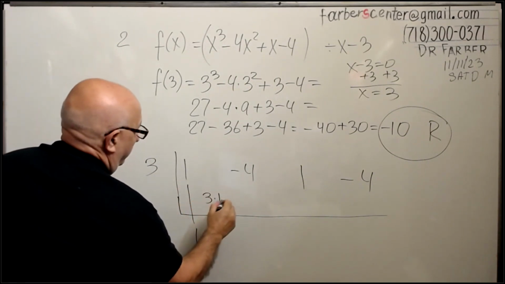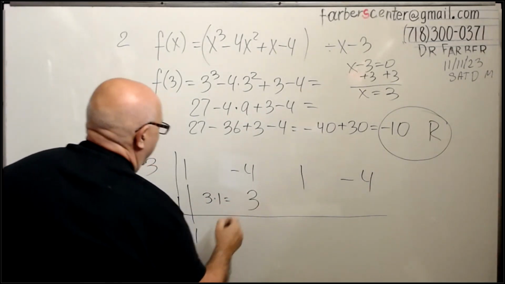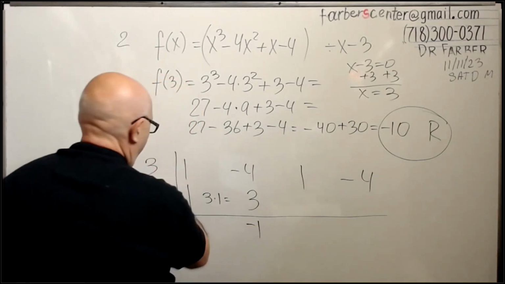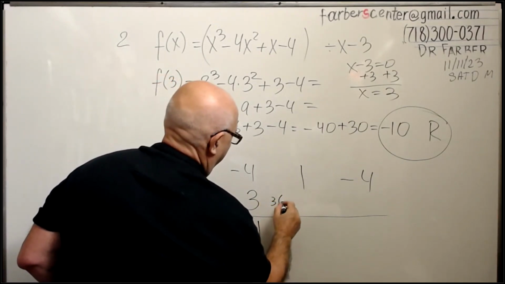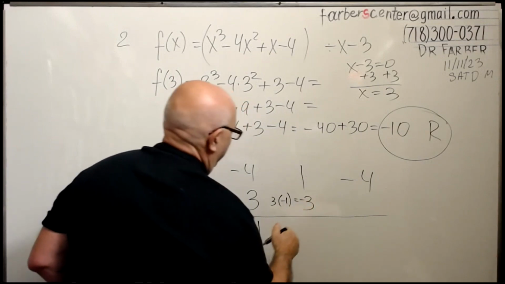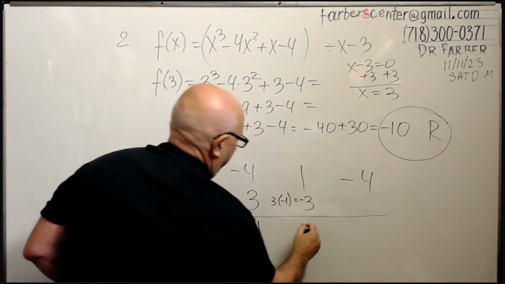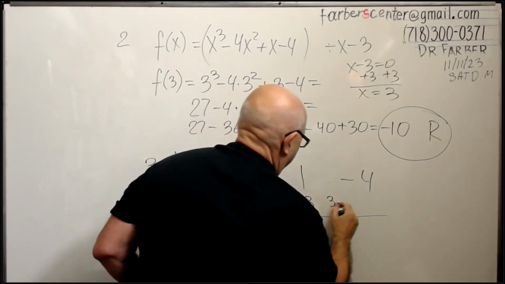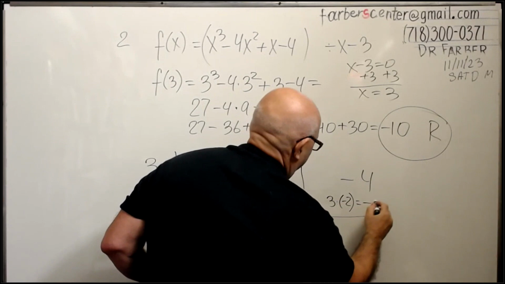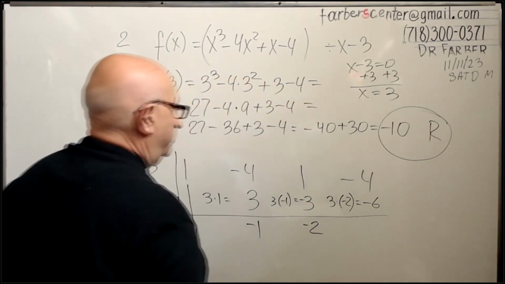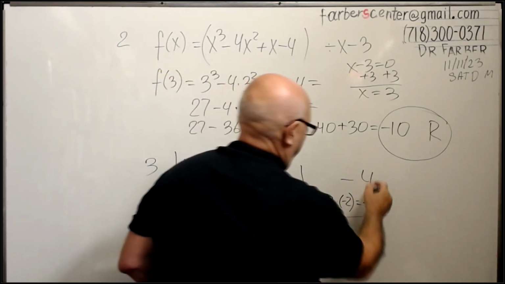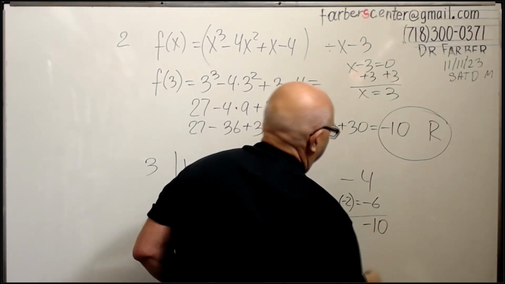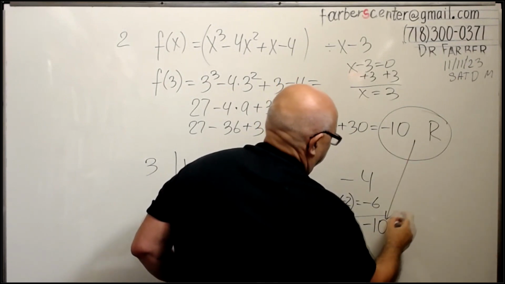3 times 1 is 3. -4 plus 3 is -1. 3 times -1 is -3. 1 plus -3 is -2. 3 times -2 is -6. -6 plus -4 is -10. Look at this. The result is absolutely the same.